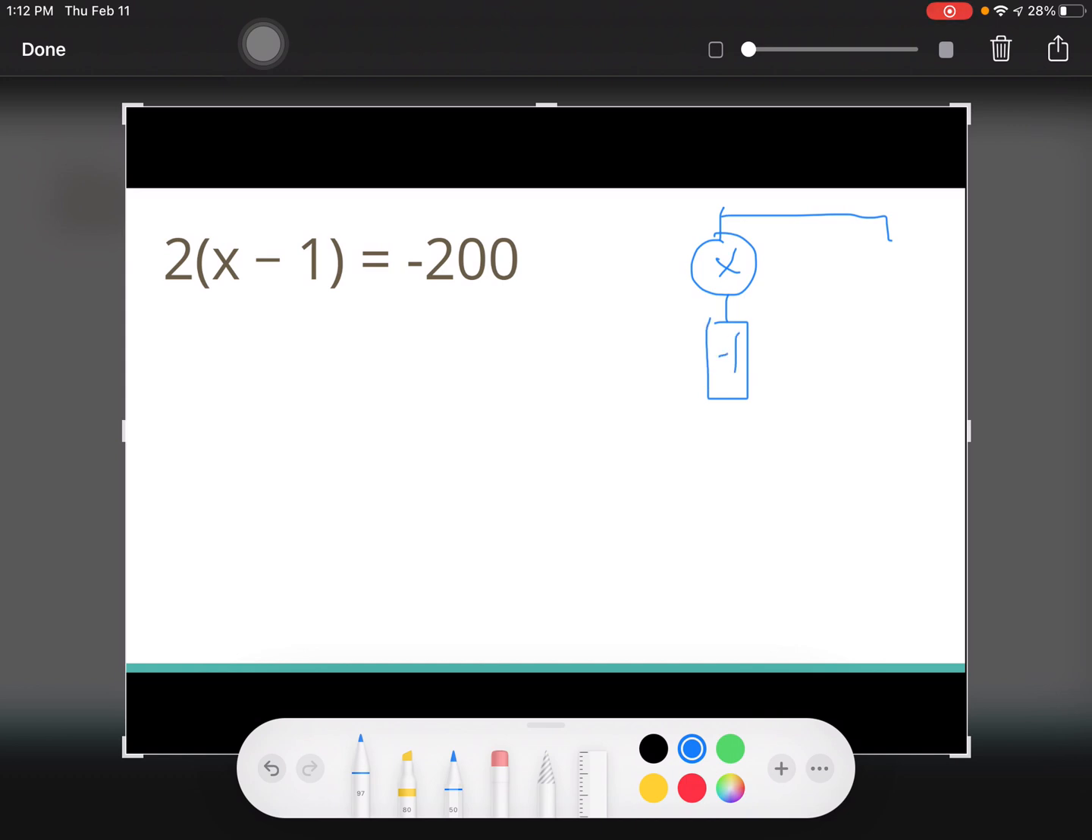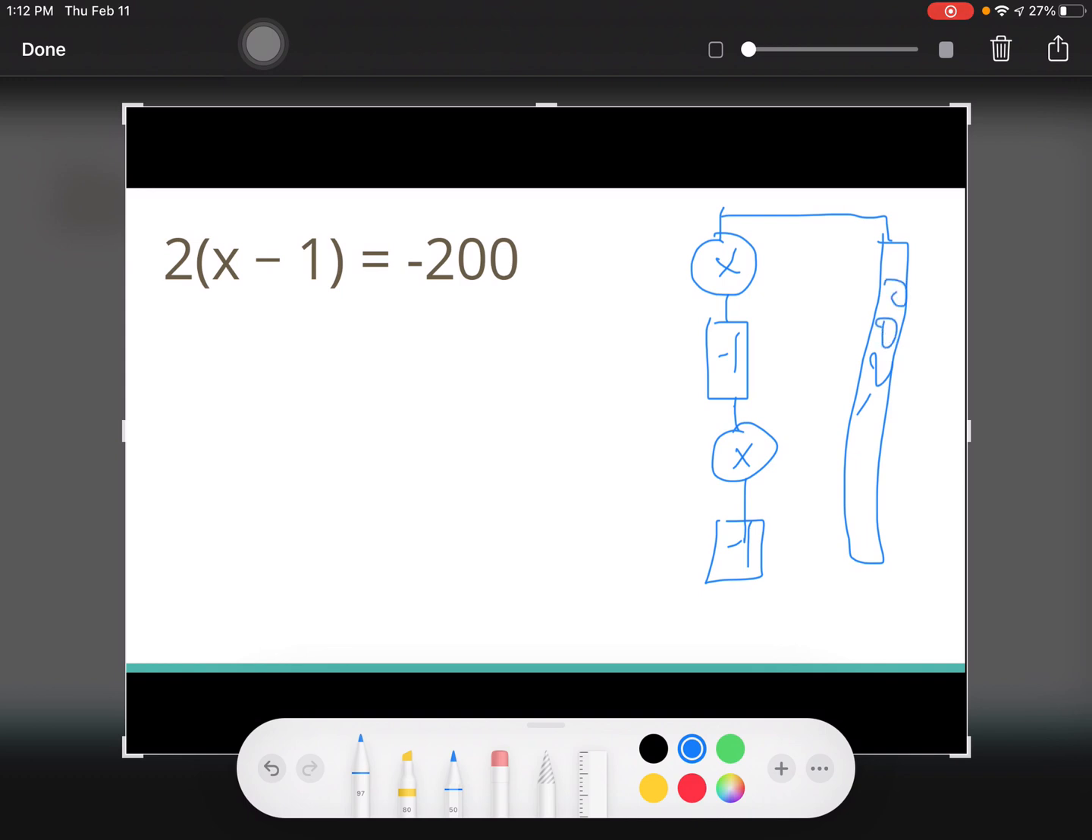Why do I write that as a negative 1? Because x minus 1 is really x plus negative 1. And then I have another group of the same thing. Okay, and then over here I have negative 200.